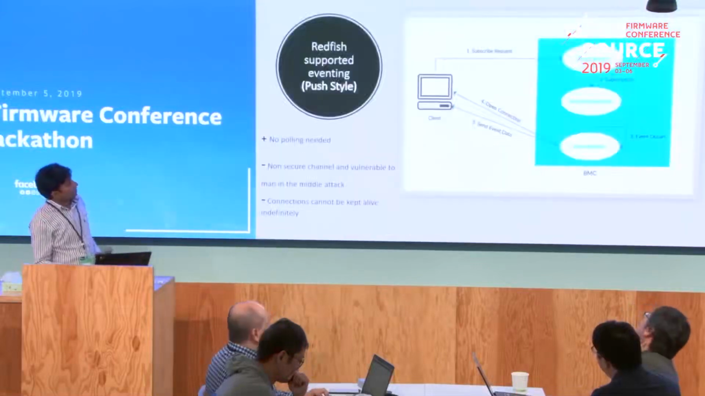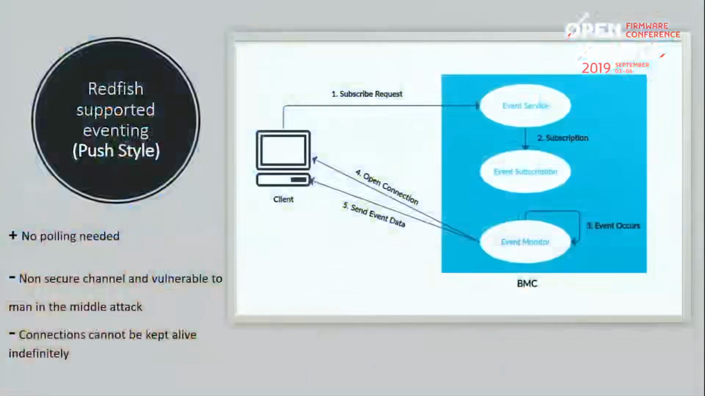So now coming back, what are the different methods that Redfish supports? Redfish supports two types of eventing. The first one is push style eventing. In push style eventing, the client makes a subscription request to the event service, and the event service internally creates a subscription. Whenever an internal event happens on the BMC, it opens a connection to the subscribed client and sends the data to the client. So this is push style eventing.